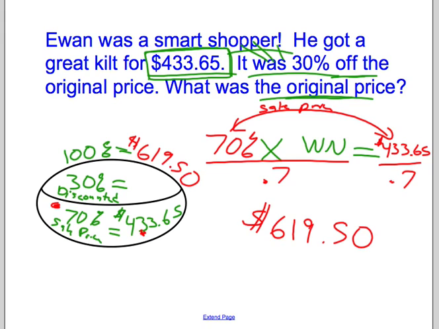So we're only missing the discounted amount. The discounted amount will be the total cost minus what it actually costs. That's what it would have been discounted by. So we subtract these two. Again, I'm going to do this on the calculator. 619.5 minus 433.65 equals $185.85 off.